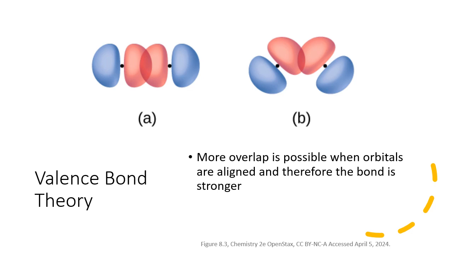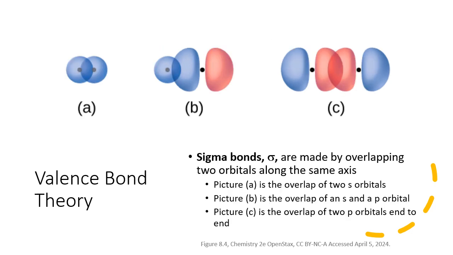Well, what else can we say about valence bond theory? Sigma bonds, given by lowercase Greek letter sigma, are made by overlapping two orbitals along the same axis, the bonding axis. Picture A is the overlap of two s orbitals. Picture B is the overlap of an s and a p orbital. And picture C is the overlap of two p orbitals, end to end. Note how the overlapping portions are all the same color.